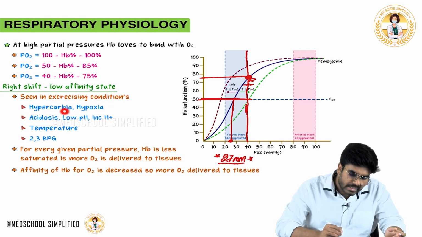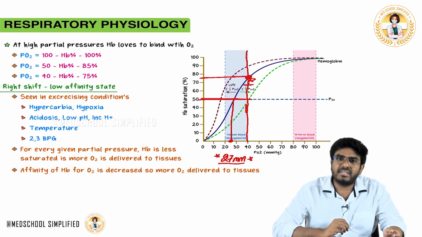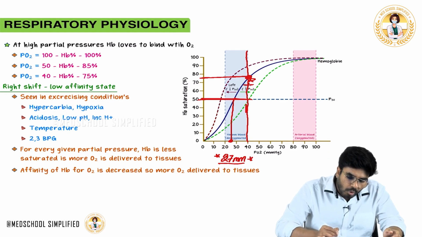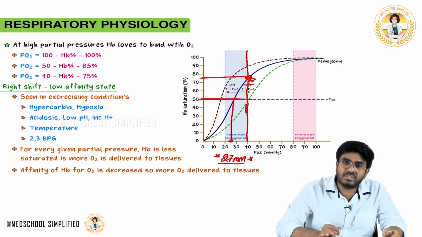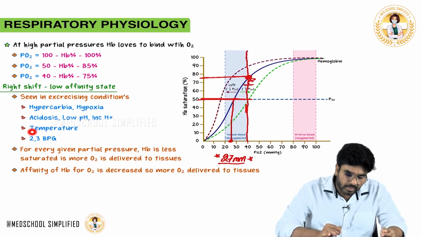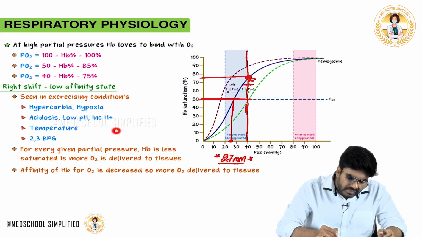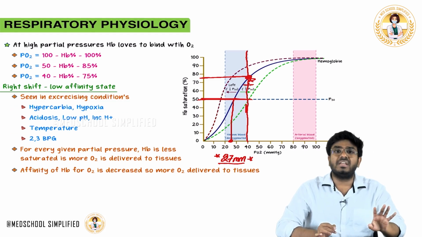Now what will happen is, in the body more carbon dioxide is produced. There will be hypoxia in the body. More protons are produced inside the body, that will cause low pH or acidosis. When the person is exercising, there will be more temperature inside the body. There will be production of 2,3-bisphosphoglycerate in the RBCs. Now all of them will bring changes in the hemoglobin in such a way.